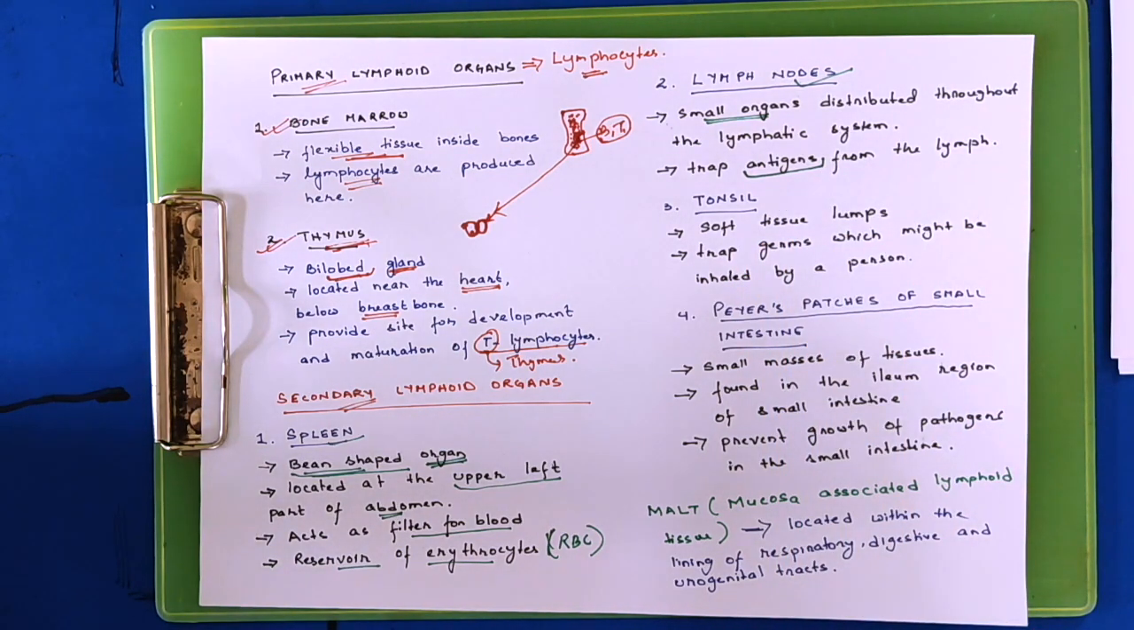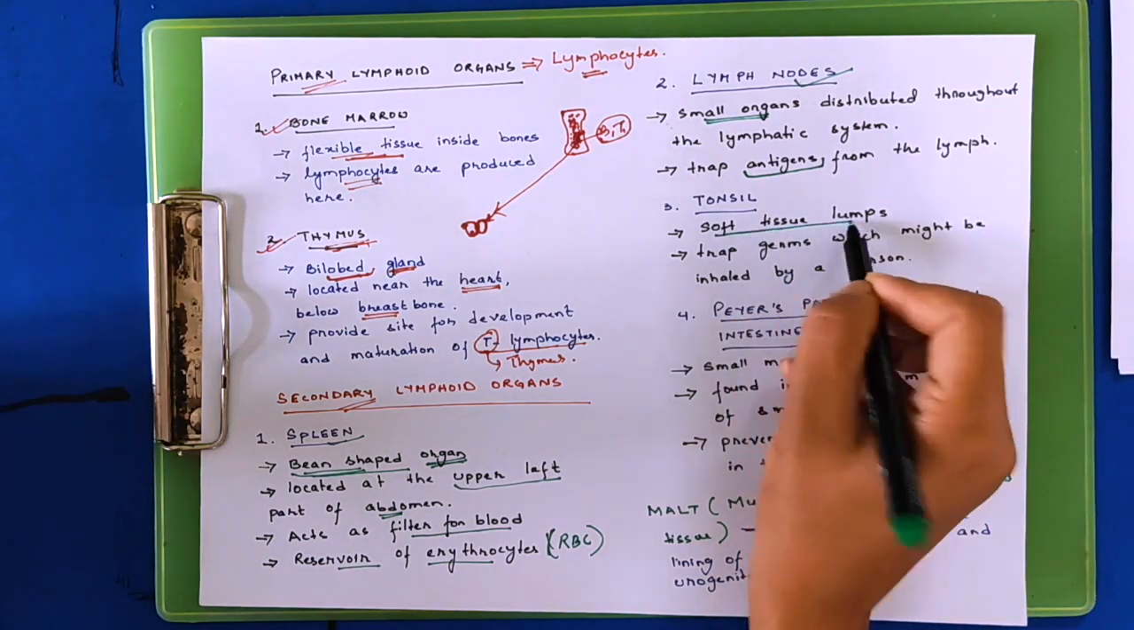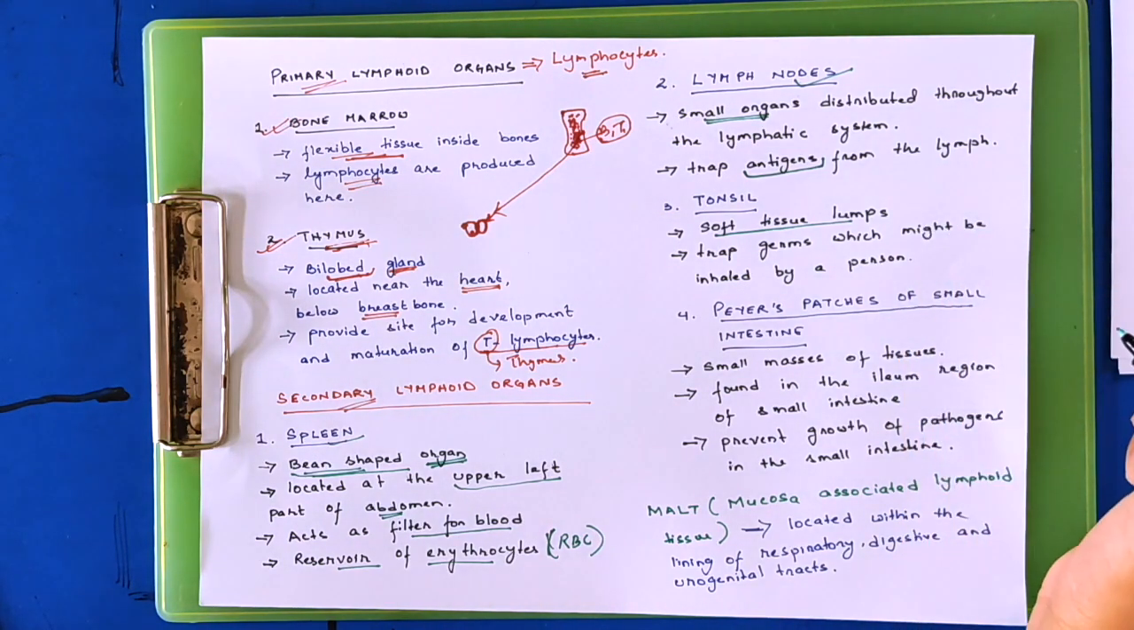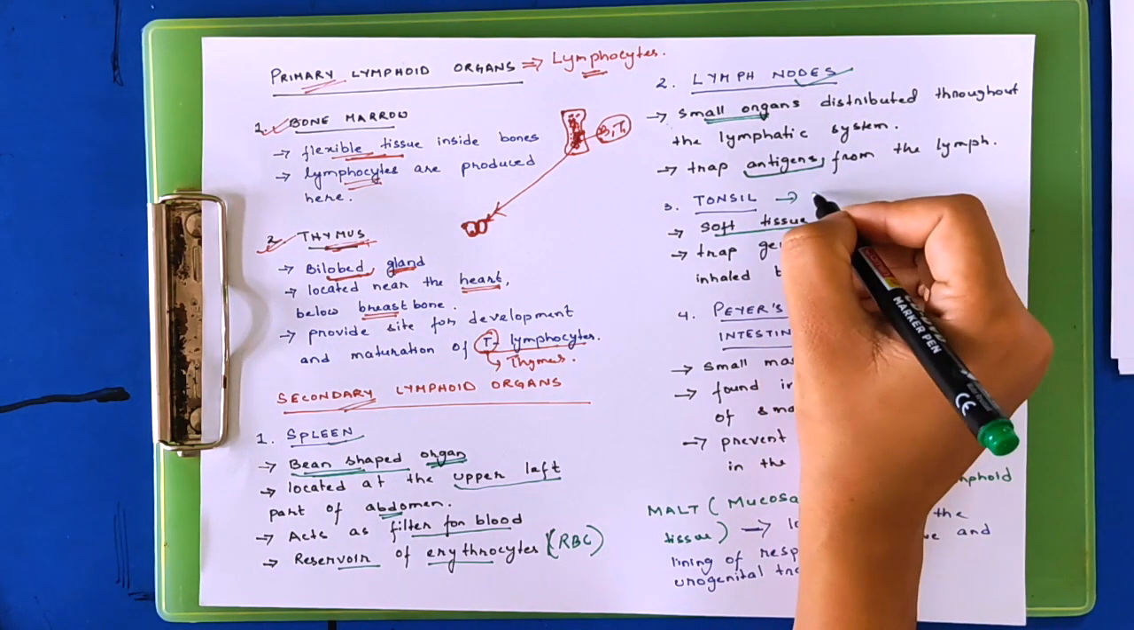Next, the tonsils. Tonsils are soft tissue lumps. They are present in the throat area. They are very soft tissue lumps. The size of tonsils differs: in some people the size is small, in others the size is large, and the size is not the same in different persons. Tonsils exist in pairs.